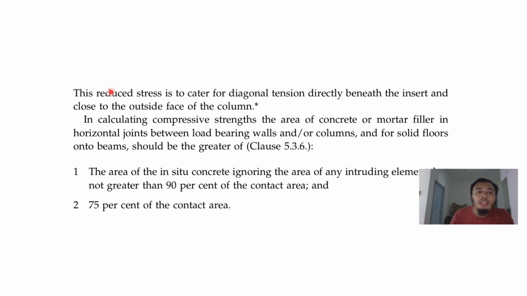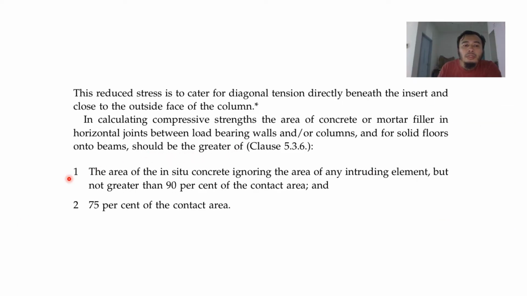So this reduced stress is to cater for diagonal tension directly beneath the insert close to the outside face of the column. And in calculating compressive strength, the area of concrete or mortar filler in horizontal joints between load bearing walls and columns for solid flow onto the beam should be greater than the area of the in situ concrete, ignoring the area intruding the element, but not greater than 90% of the contact area. So less than 90%, that should be your bedding, and 75% of the contact area.